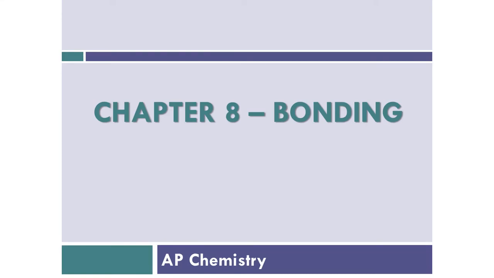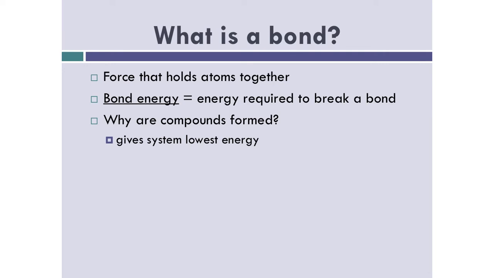Hello, today we are going to be starting chapter 8, which is chemical bonding. In this chapter, we'll cover some of the basics of bonding, such as different bond types, and start drawing our Lewis diagrams for our molecules. And then in the next chapter, chapter 9, we will be talking about the shapes of molecules.